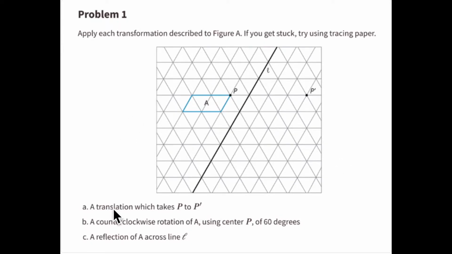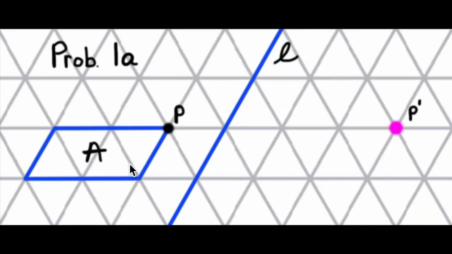Part A is a translation which takes P of this figure A, this parallelogram, and moves it to P prime. So it translates it across to P prime right here. So this is a translation of figure A from P to P prime. So here's figure A and here's point P. And so P is going to move across this isometric grid to P prime. So this pink point right here.